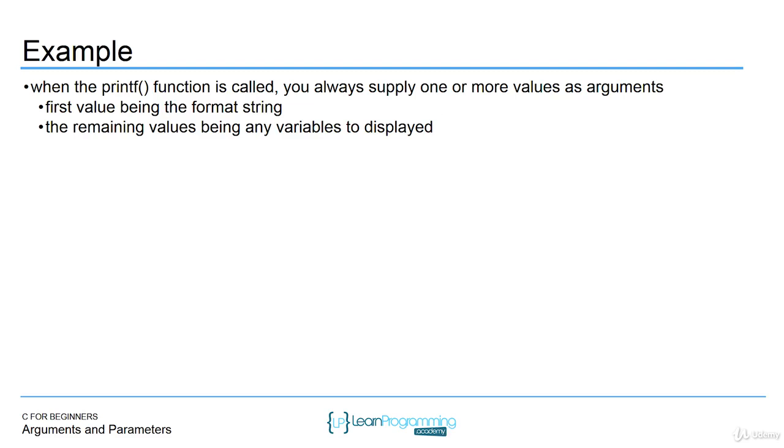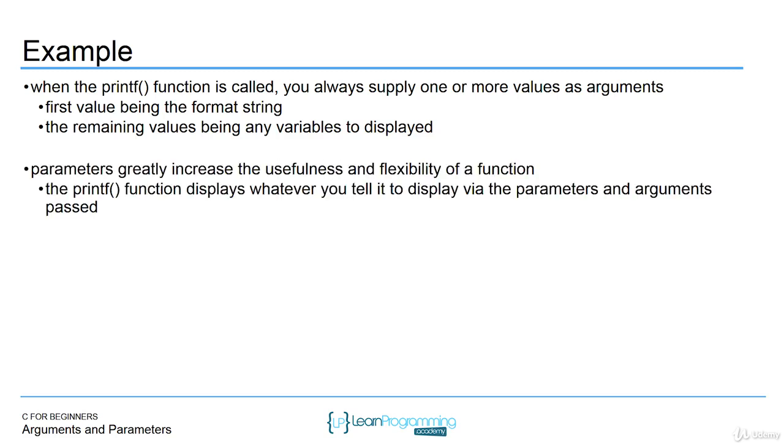Well, here's an example. When the printf function is called, you always supply one or more values as arguments. The first value is the string inside double quotes. The remaining values are any variables to be displayed. This is actually a function that takes a variable number of arguments, which we're probably not going to talk about since this is a beginner class. That's more of an advanced concept. But the printf function is a good example as far as passing data to it, because you're passing multiple sets of data to it, either the string inside the quotes or variables that you want to display.